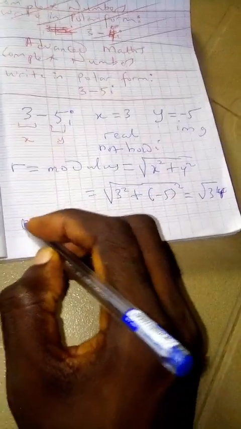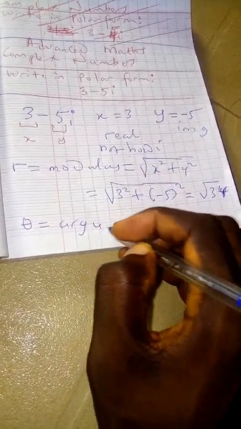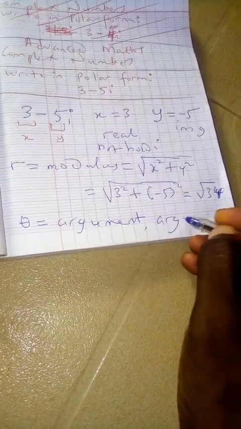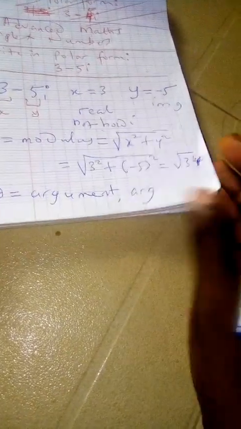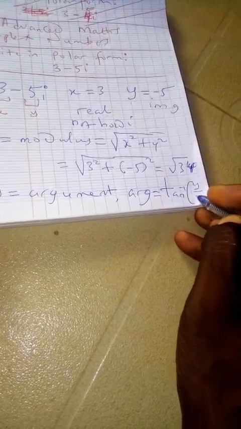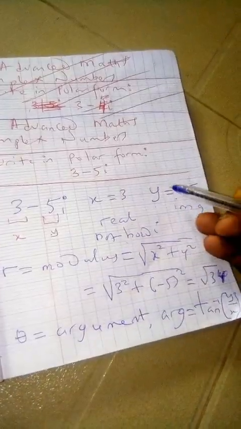The next thing we look for now is called theta, and the theta is often called the argument, or some would just say ARG, which is the same thing. So what's the formula for theta? The formula for theta is tan inverse of Y all over X. So for me to get my theta, I'm going to do tan inverse of Y all over X. Now if you remember from what we did just now, the Y is minus 5 while the X is 3. So we can confirm that. The Y is minus 5, the X is 3.